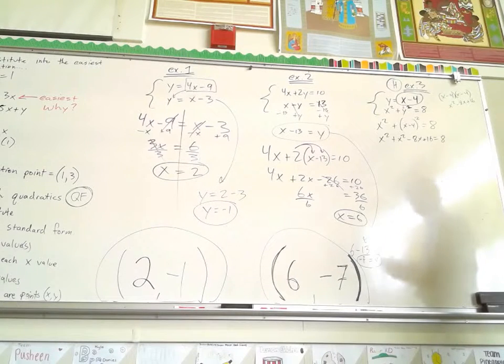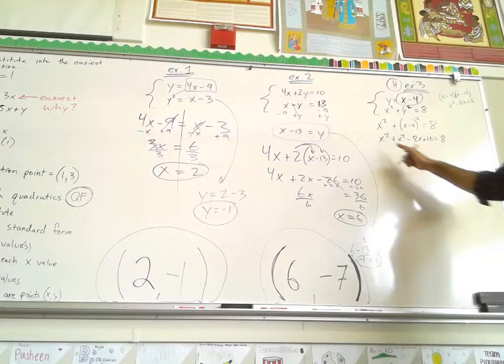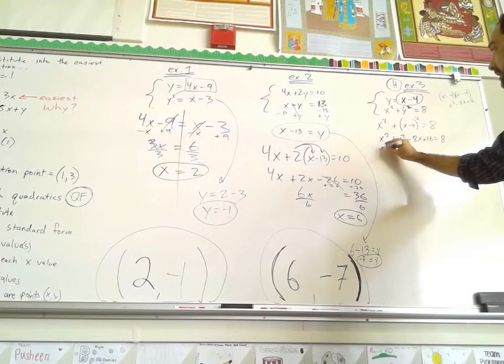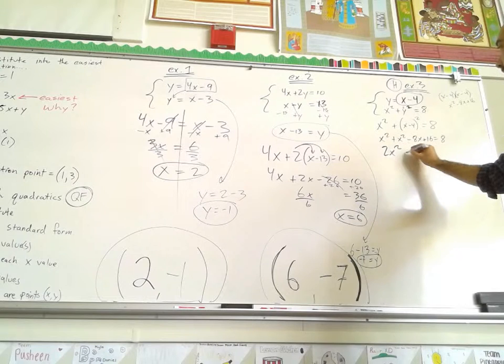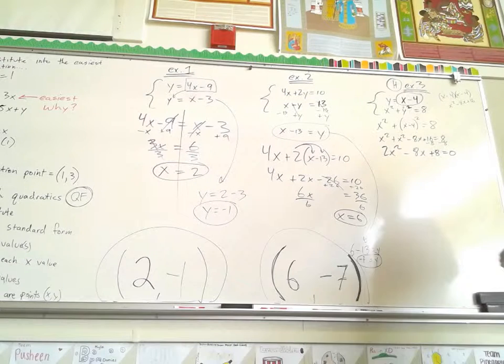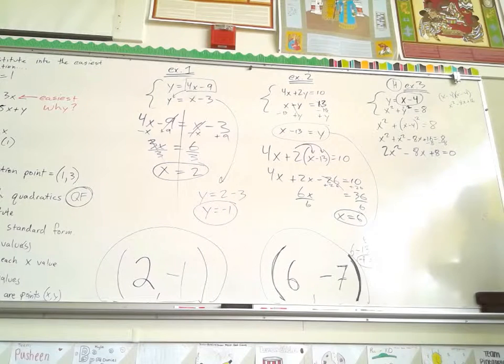X squared plus x squared, we have two of them. 2x squared. The minus 8x is done. I better minus the 8 to get it over. We end up with that equal to 0. Okay, so double check your work. And then this is pretty much just like what we did last week.